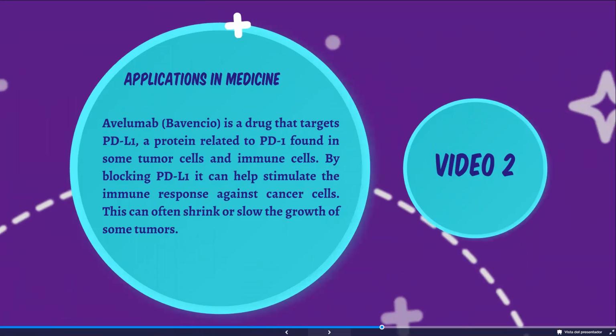Applications in medicine. Avelumab (Bavencio) is a drug that targets PD-L1, a protein related to PD-1 found in some tumor cells and immune cells. By blocking PD-L1, it can help stimulate the immune response against cancer cells. This can often shrink or slow the growth of some tumors.